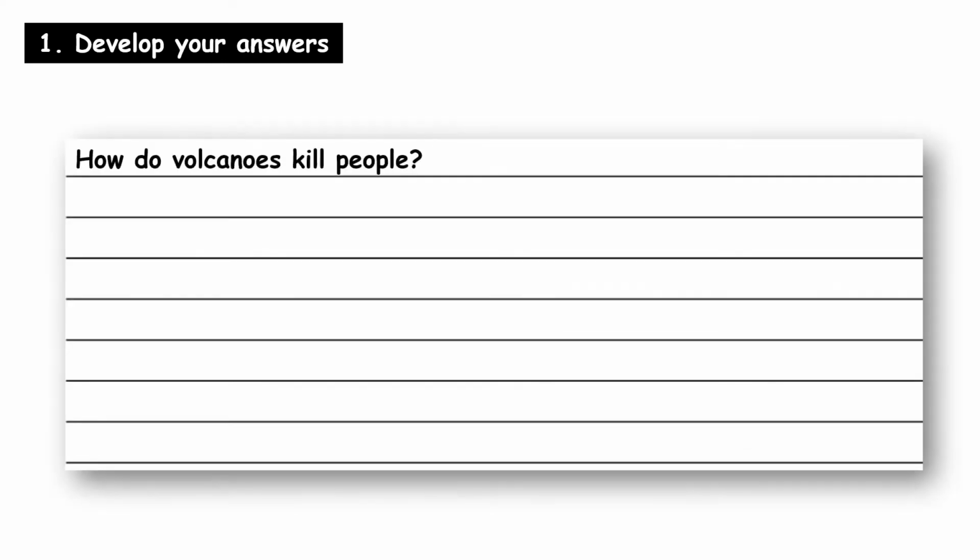So develop your answers. All this means is writing more than a basic point in answer to a question. So here's a question: how do volcanoes kill people? There is our basic point, our answer, which is lava. You need to tell the examiner more than this to get your grade 9. So why don't we say lava can flow faster than people can run? Great, but let's write even more.